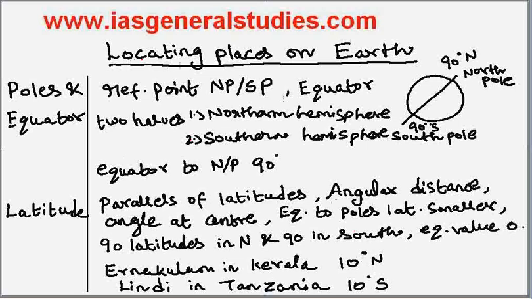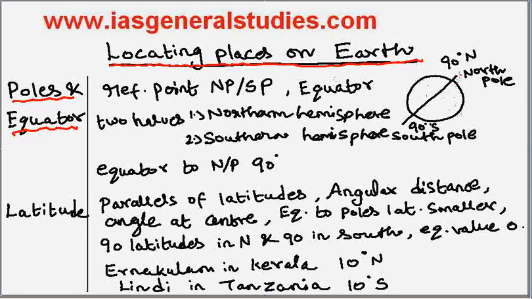Hi. After studying about the globe and the maps, we have to study how to locate places on the earth. And here we have the topics poles and the equator. Earth is actually a spherical shape and there is no edge, so there is no starting point, and no place where to begin or end. So there are no such landmarks on the earth.